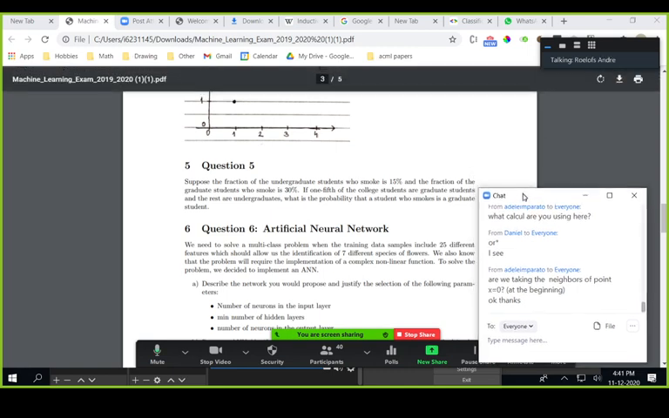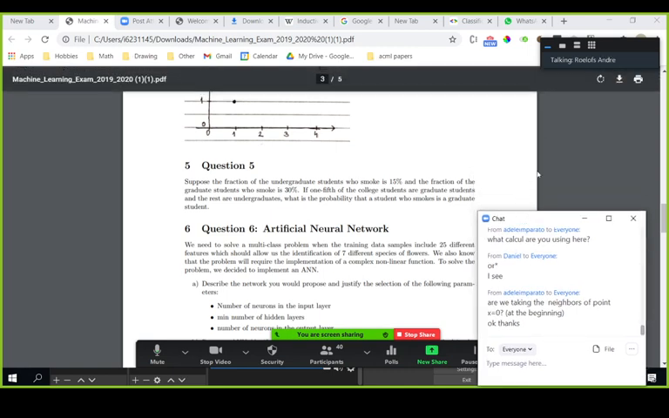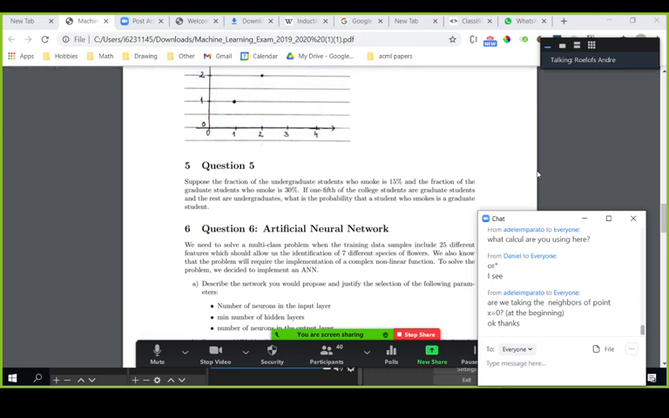Yes, so next question is a very simple probability question. Suppose the fraction of undergraduate students who smoke is 15%, and the fraction of graduate students who smoke is 30%. If 1/5 of the college students, or 20%, are graduate students, and the rest, 80%, are undergraduates, what's the probability that a student who smokes is a graduate student? So who can answer this question for me?